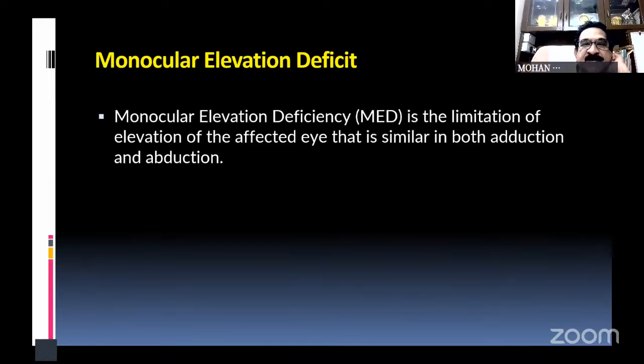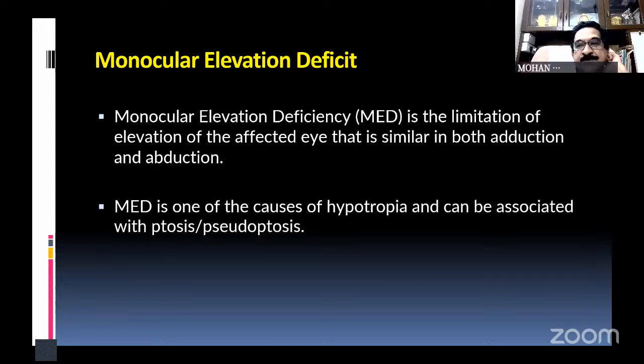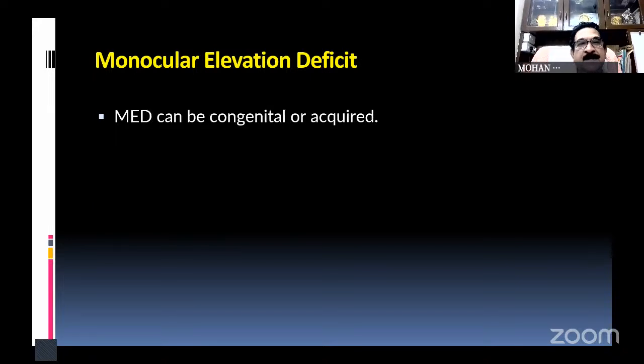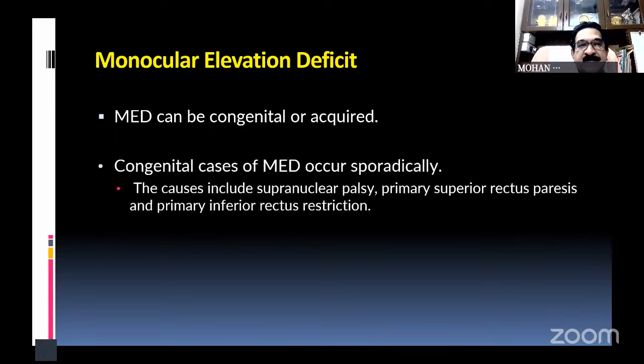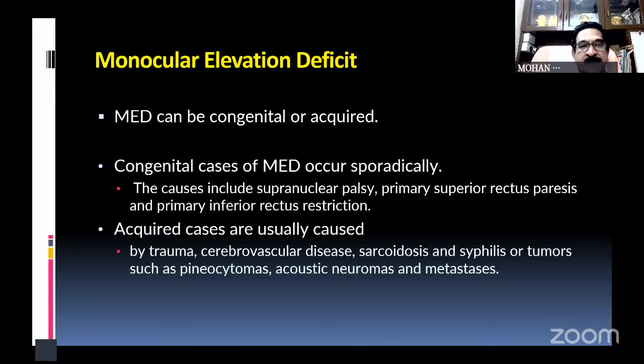It is a limitation of elevation of the affected eye that is similar in both adduction and abduction. It is one of the causes of hypertropia and can be associated with ptosis or pseudoptosis. The other causes can be congenital. Congenital causes can include supranuclear palsy, primary superior rectus paresis, or primary inferior rectus restriction. Acute causes are usually caused by trauma, cerebrovascular disease, sarcoidosis, syphilis, tumors such as pinealoma, acoustic neuroma. This is from the literature only.